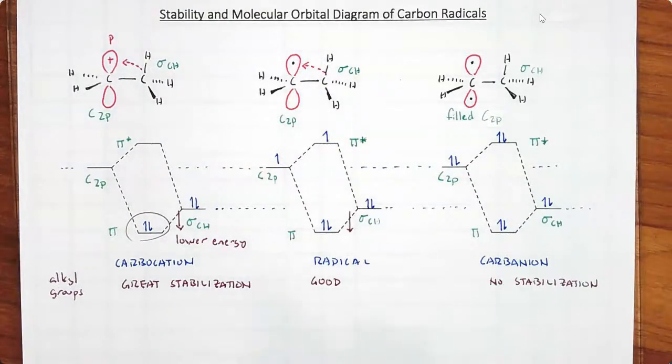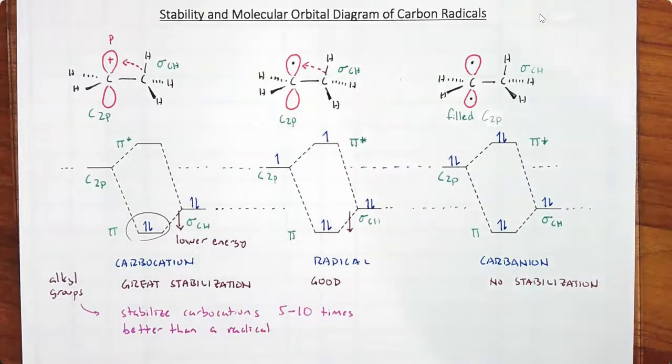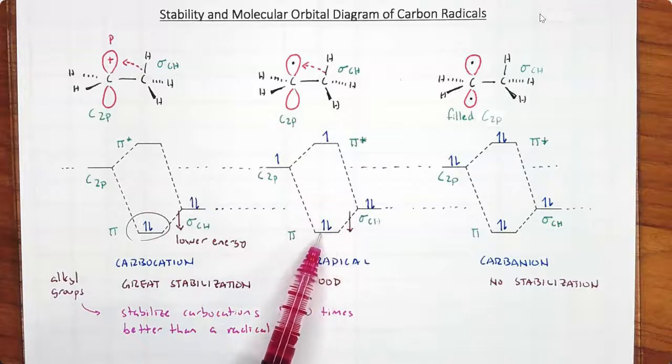It turns out that alkyl groups stabilize carbocations about 5 to 10 times better than they stabilize a radical. But just know that alkyl groups still have a stabilizing effect on radicals due to this drop in energy for these two electrons in the MOs.